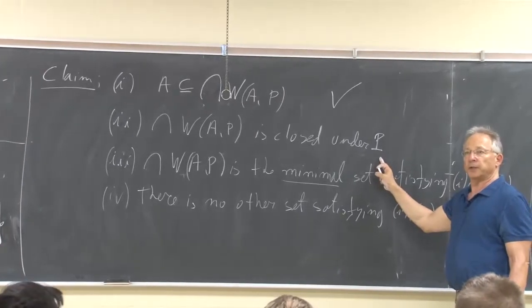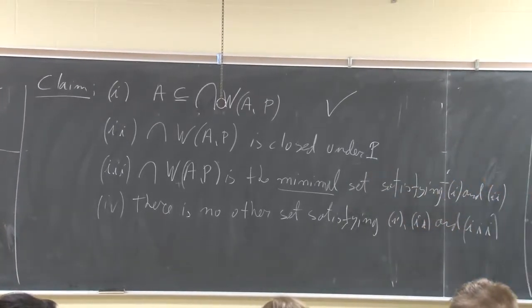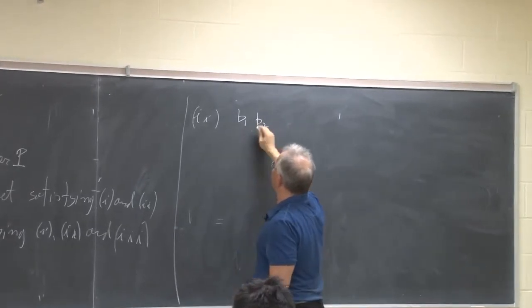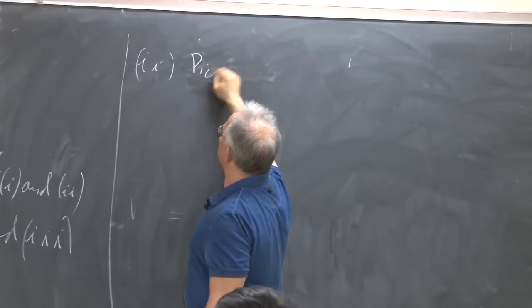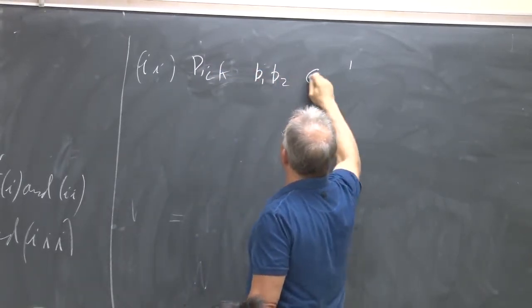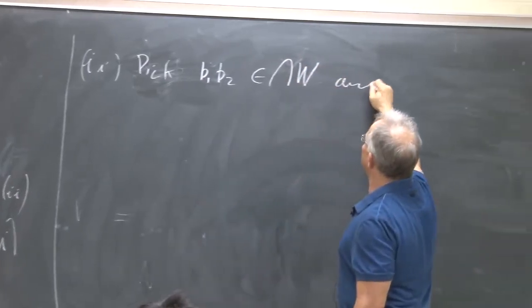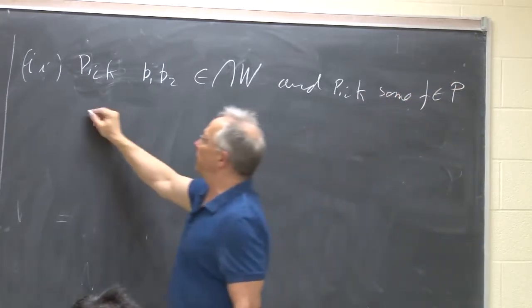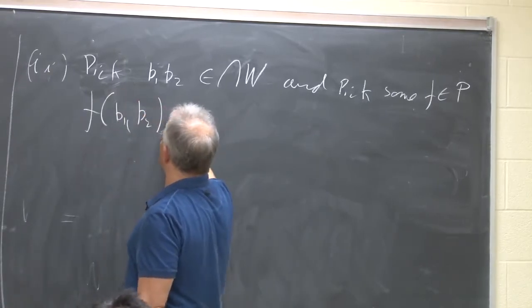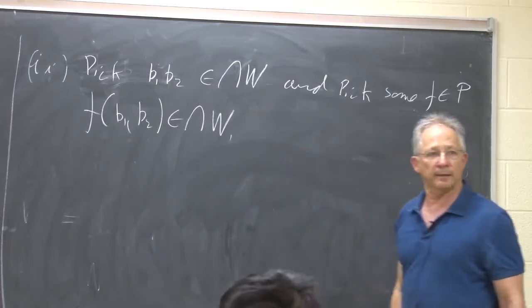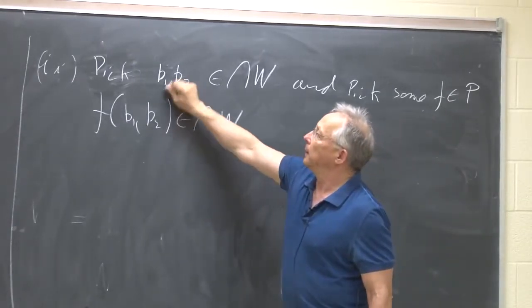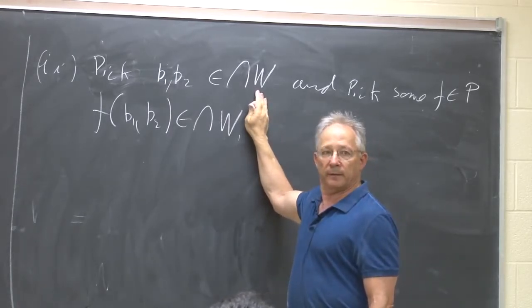What about closure under the operation in P? So for closure under the operations in P, for 2, so assume that I have some B1, B2, it doesn't matter, and I pick some. So pick some B1, B2 in this intersection of W, and pick some F in P. I want to show you that F of B1, B2 belongs to this intersection of W. Why is that the case? Because if B1 and B2 belong to the intersection, then they belong to every B in a collection. And every B is closed under the operations.